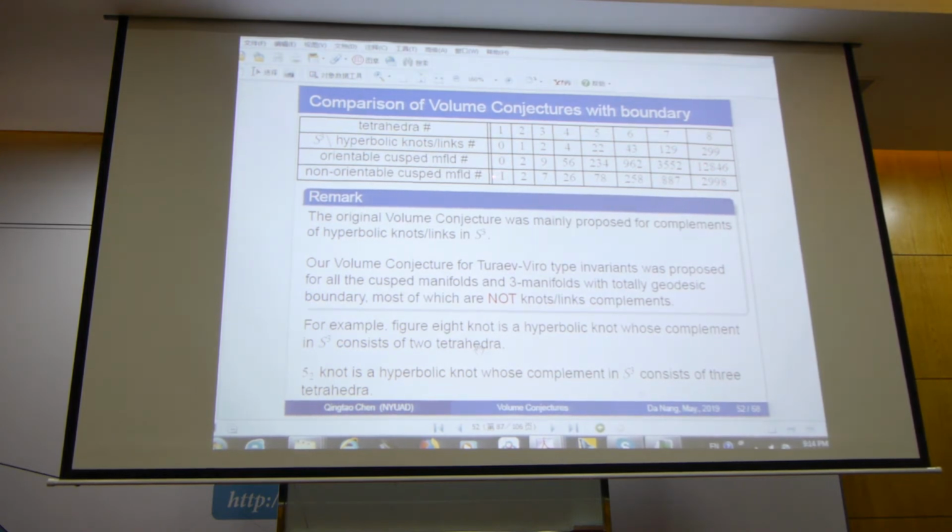So this is the Gieseking manifold. The first one is the Gieseking manifold. It's a non-orientable manifold. So you identify all the 6 edges to one edge.